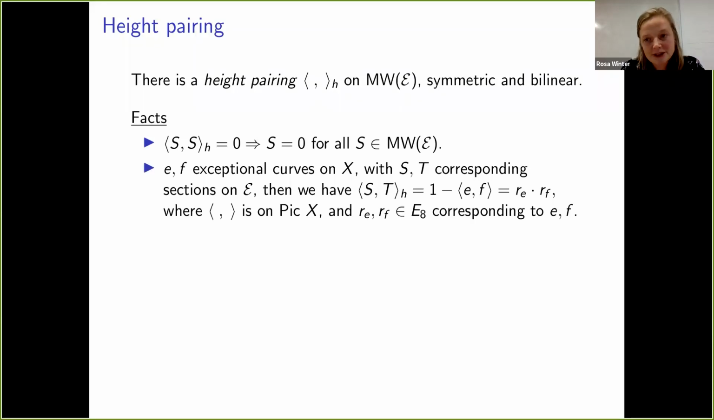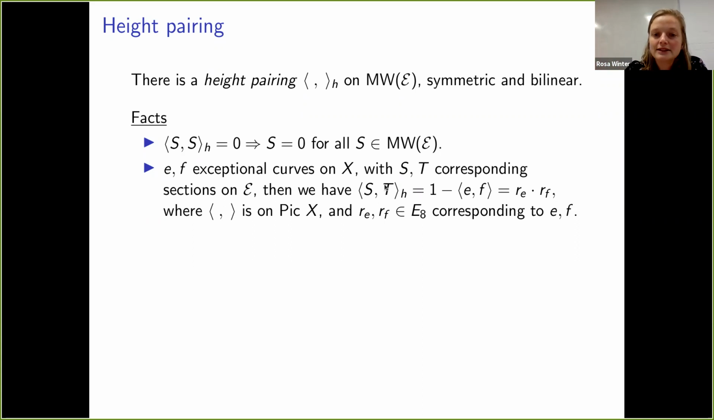And moreover, it links very nicely to this E8 root system. Namely, if I have 2 exceptional curves on the Halphen surface, and I have the 2 corresponding sections S and T of the elliptic surface, then the height pairing of S and T is 1 minus the pairing of the exceptional curves in the Picard group, so just the intersection number in the Picard group. And this is the same as the dot product of the 2 roots. So every exceptional curve corresponds to a root in the E8 root system, because we have this bijection.